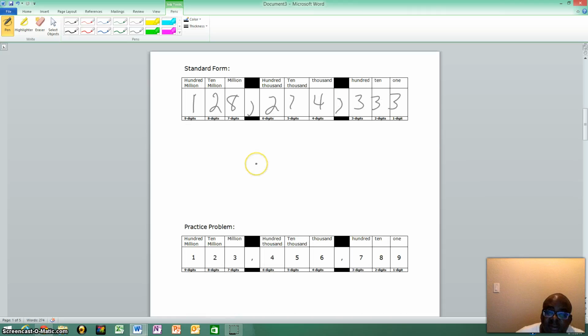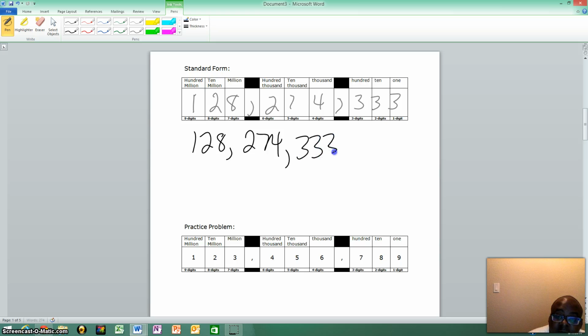So now let's look at standard form. You remember what standard form is? The only thing we do is we write the digits. So 128, where does it live? 128 lives with the million. So 128 million, 274, where does 274 live? 1,000. And then 333, because remember the ones are cool.